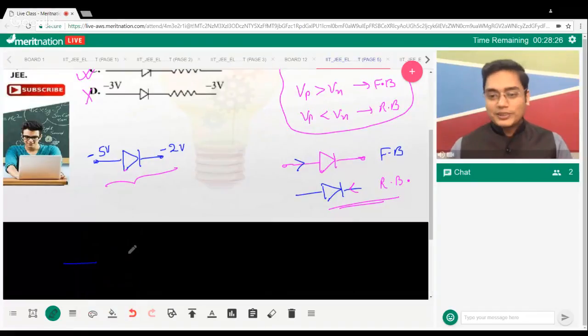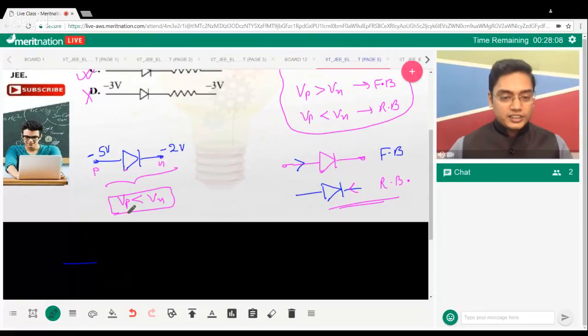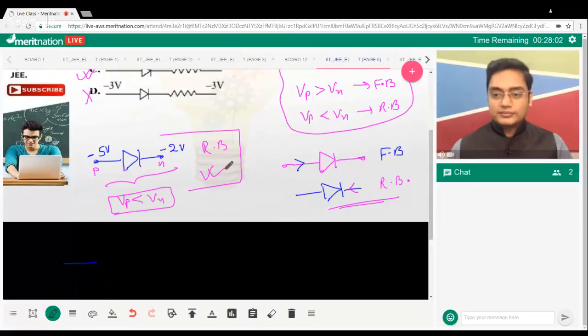So what I told you now, you have to check. In magnitude, if I take only magnitude, 5 is higher than 2. But when we add the negative sign, we can say this time the potential of P, if this is the P side and this is the N side, VP is less than VN. And if this is the condition, then it is reverse biased. I know you guys get confused. That's why I've taken this example. So I hope now this thing is clear.